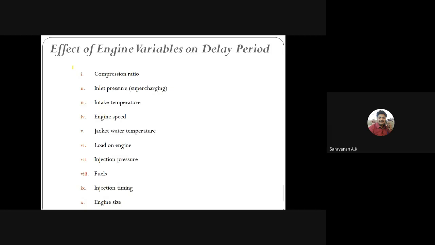Here the engine size has no effect on the delay period. However, large engines operate at lesser speed, therefore the delay period in terms of crank angle is smaller. So less fuel enters the cylinder and the engine will run smoothly. So these are the effects of the engine variables on the delay period.